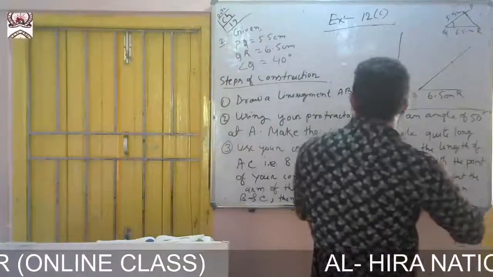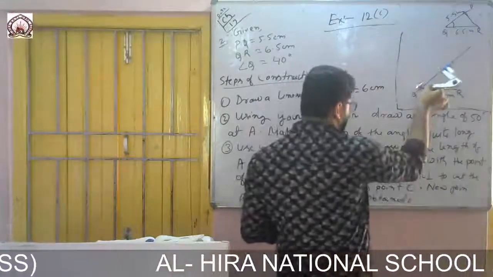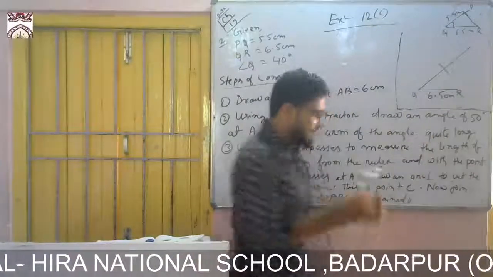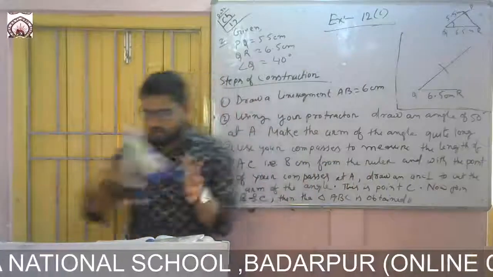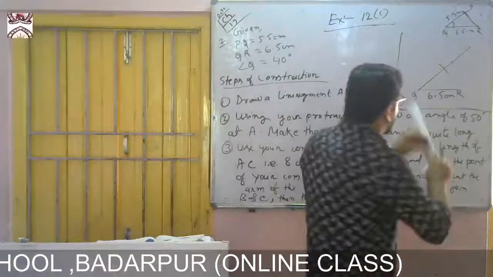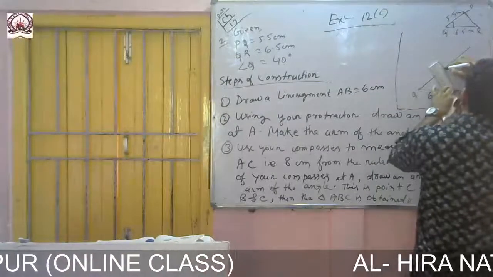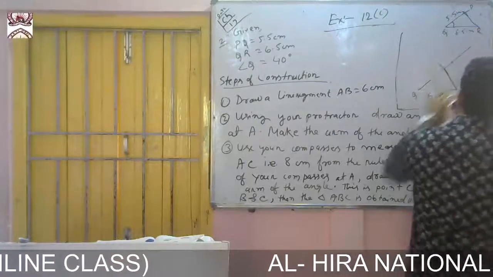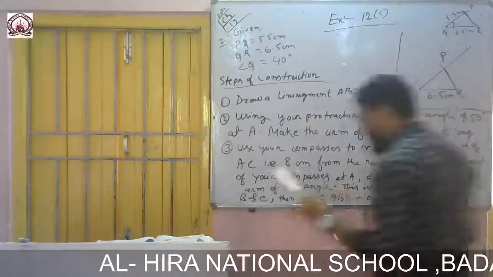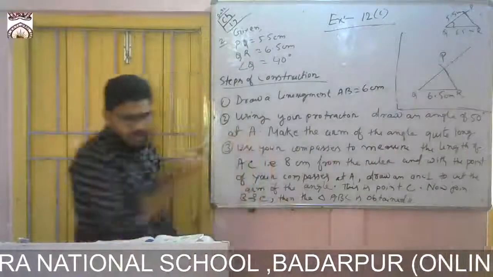So I have taken 5.5. Now you just place at Q and draw this one, 5.5. Now join this. From the point of intersection, you join this one. So this one will be P. So the triangle PQR is formed.